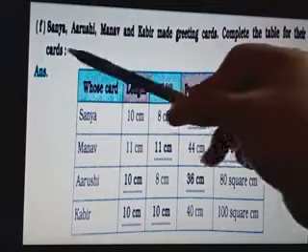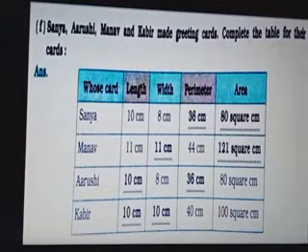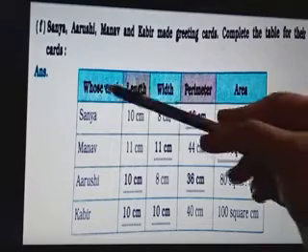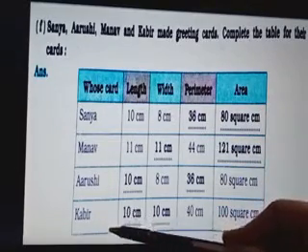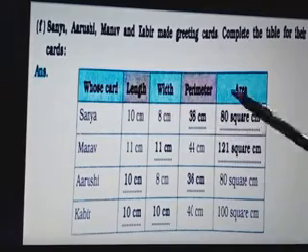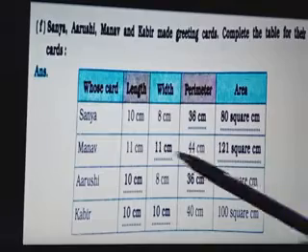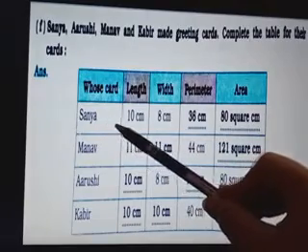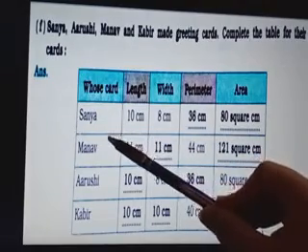Now Sanya, Arushi, Manav and Kabir made greeting cards. Complete the table for their cards. Now here we have to solve this table first of all. And in this table, what is given to you? Whose card, it means name is given, length given, width given, perimeter and area, right? Now first of all we will solve the answer of Sanya, right?